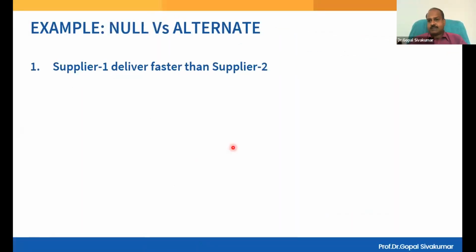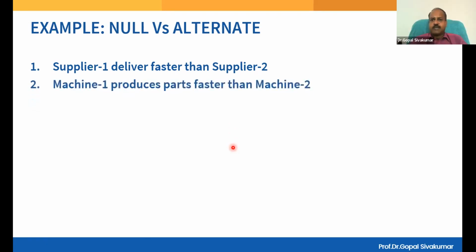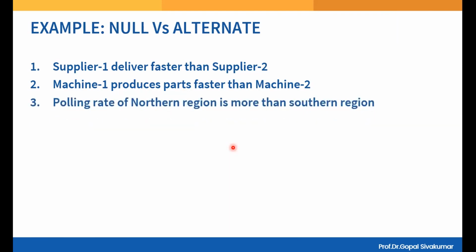Now there are two suppliers. Your boss is telling, or your team members are telling, sir, supplier one delivers much faster than supplier two. Now, what is this statement? Is this a null statement or alternate statement? Alternate. Great. Machine number one can produce parts faster than machine number two. Alternate, sir. Polling rate of the northern region is more than the southern region. Again alternate, sir.